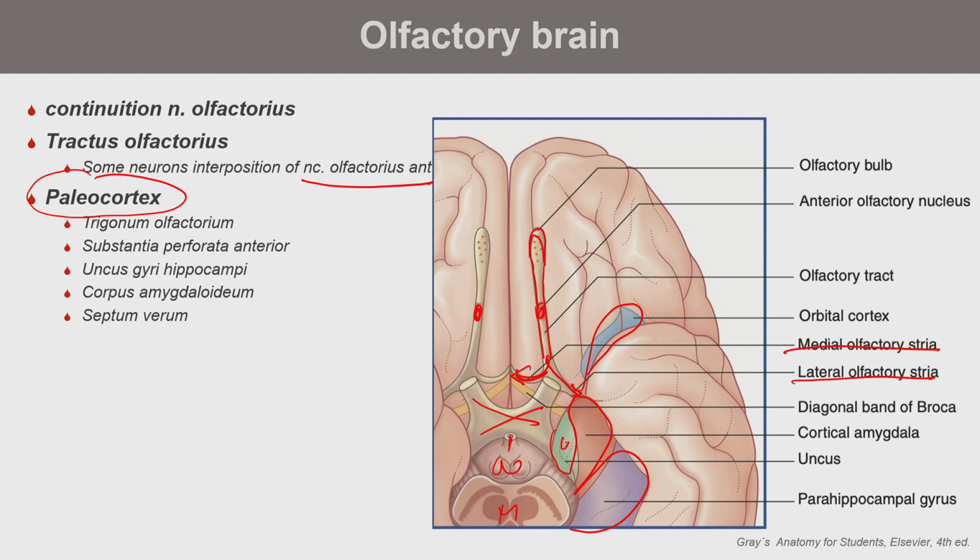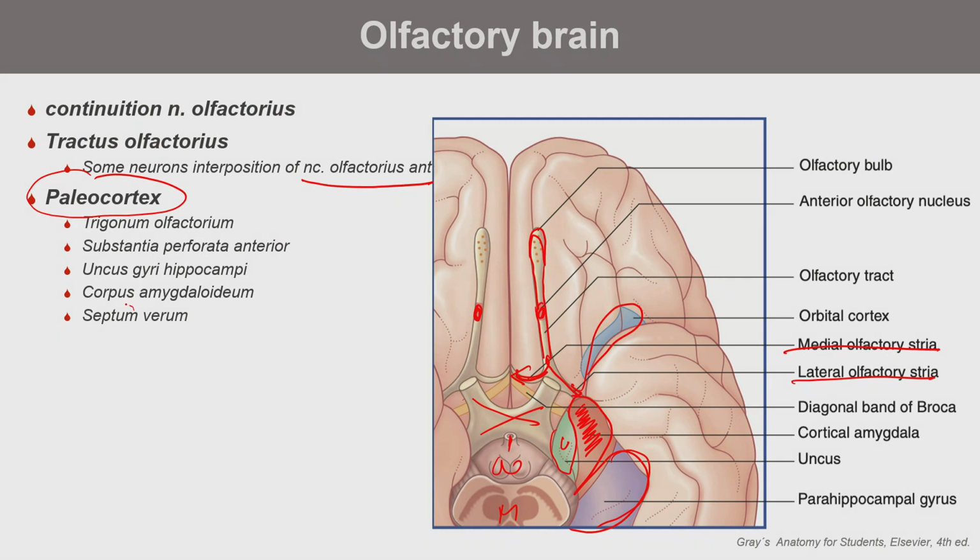So this is the uncus, and this surface of the temporal lobe is called also cortical amygdala, so the cortical projection of the amygdala which is inside, and the parahippocampal gyrus where the entorhinal cortex is. So paleocortex is something which is association cortex for olfaction, like we have association cortex for the auditory and visual systems.